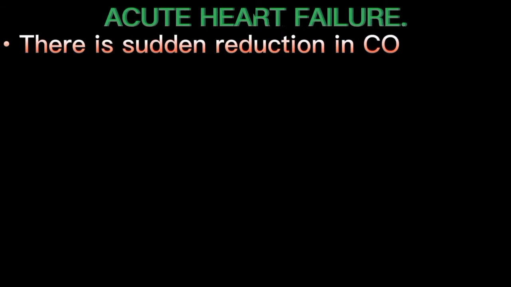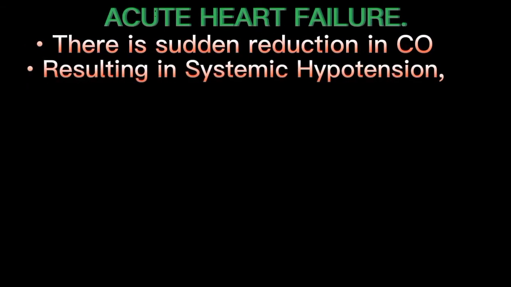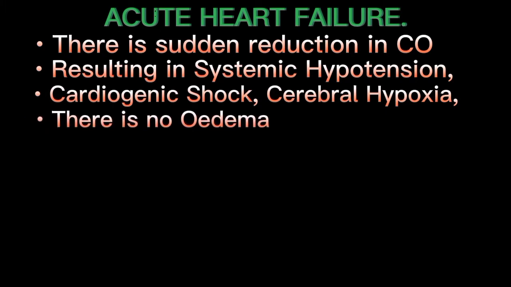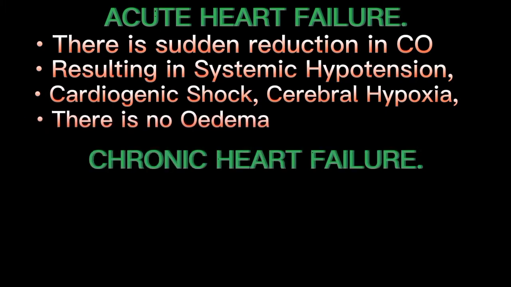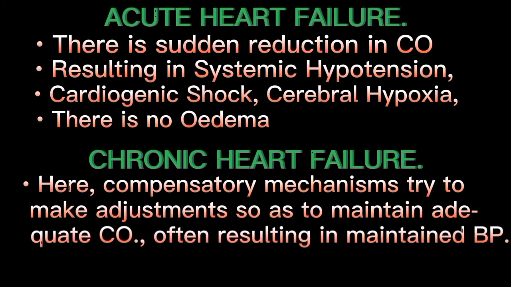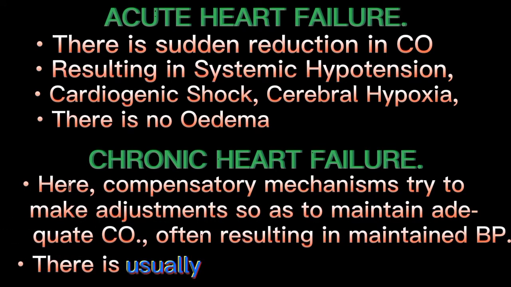In acute, there is sudden reduction in cardiac output leading to systemic hypotension, cardiogenic shock, cerebral hypoxia. There is no edema. In chronic, compensatory mechanisms try to make adjustments so as to maintain adequate cardiac output, resulting in maintained blood pressure. There is usually edema.